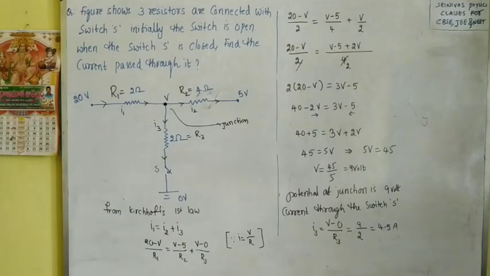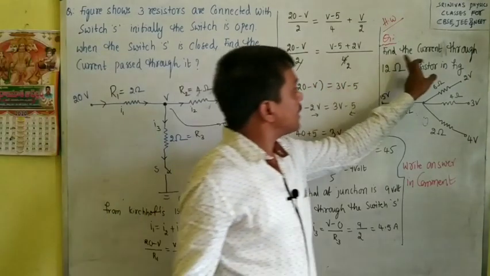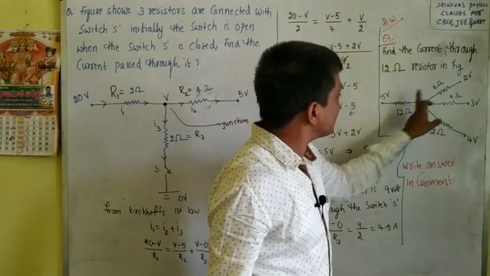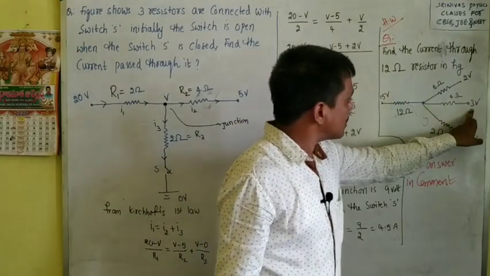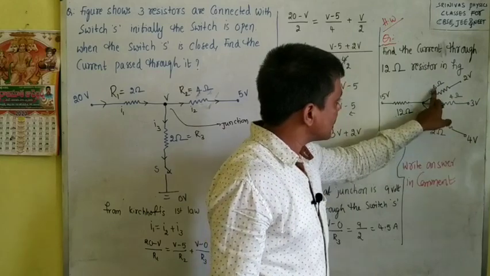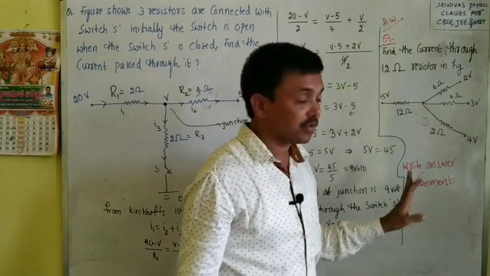This is how to solve the problem. This is one problem based on Kirchhoff's first law. I will give one homework problem and I will close. Okay, this is our homework question. The question is: find the current through the 12 ohm resistor in the figure. Here 15 volt they gave, here 2 volt, here 3 volt, here 4 volt, here 6 ohm, 4 ohm, 2 ohm, 12 ohm, this one. Current through the 12 ohm we have to find out.